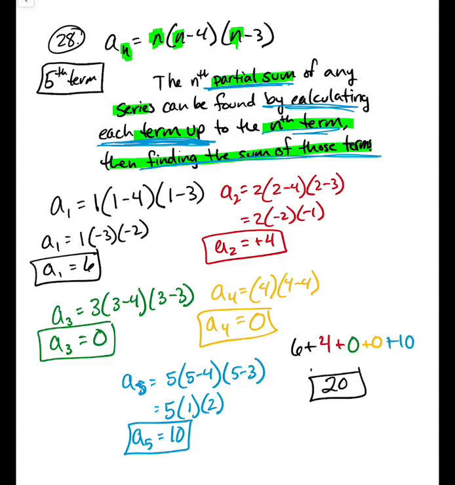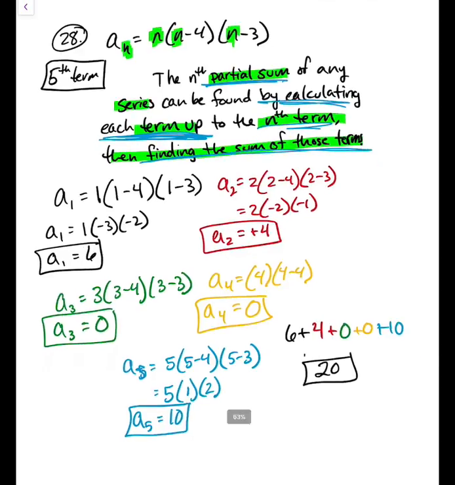Alright, so let's try to work another one out so you can kind of see this at play again. So now I'm looking at 31. I'm looking for the fourth partial sum. Fourth partial sum.